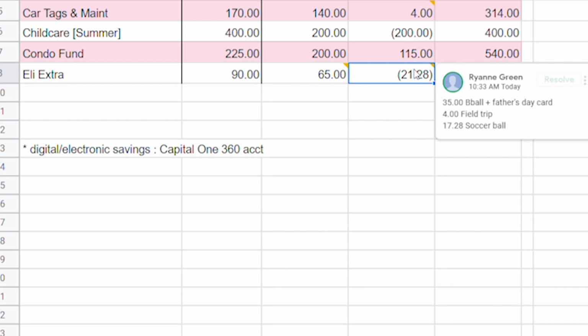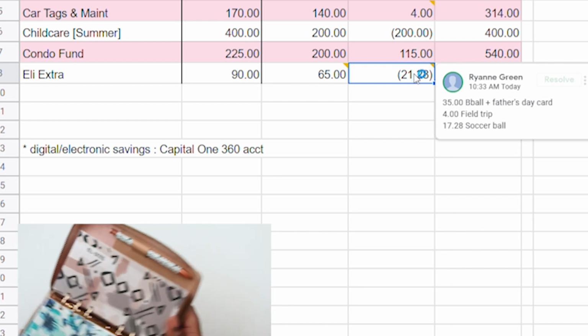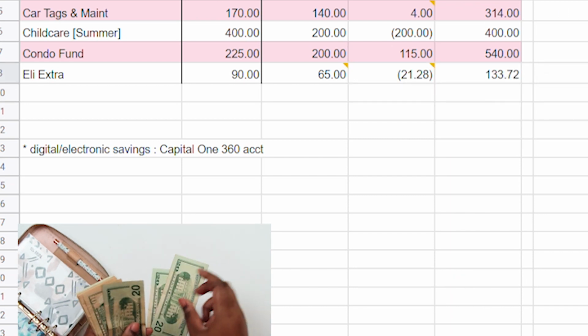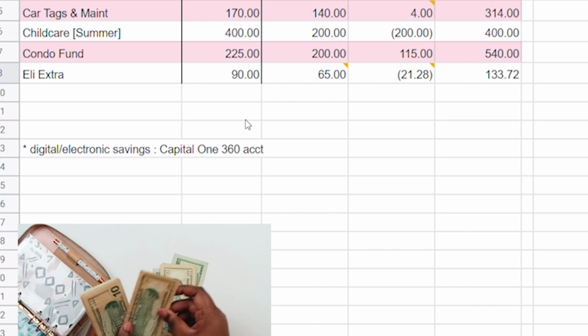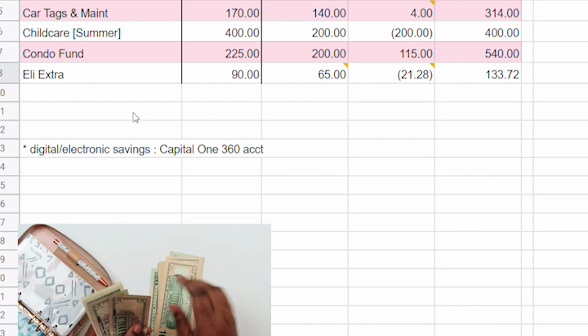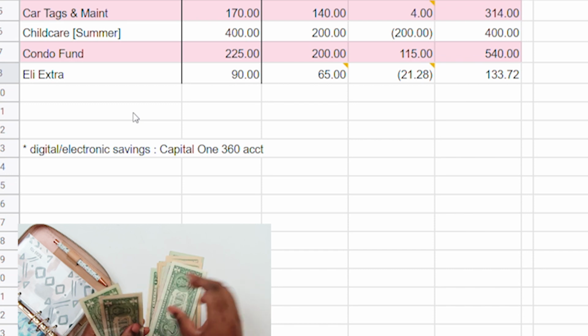And then $4, he had a field trip in the summer program that he's in, and then the $17.28 was we went to Dick's Sporting Goods the other day, my old stomping grounds, if you saw my last video, and I bought him a soccer ball because he's interested. I want him to play, honestly guys, I want him to play baseball. I'm trying to get him into it, but he is not having it. He's like, I'll get a soccer ball, so we'll try again next summer.